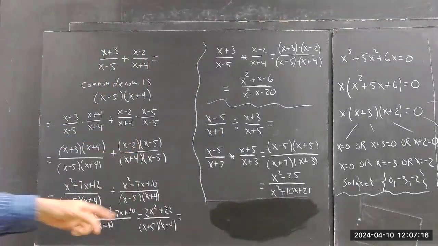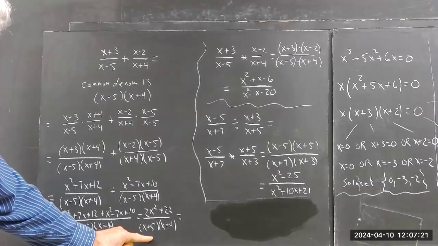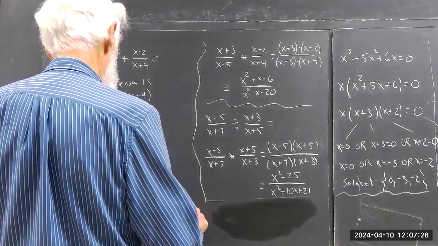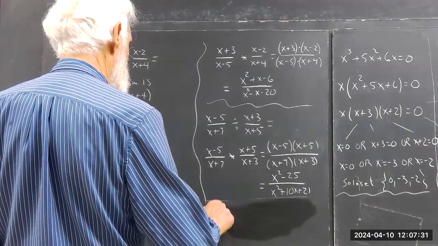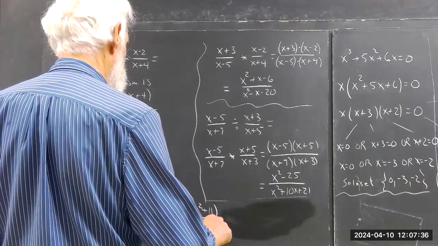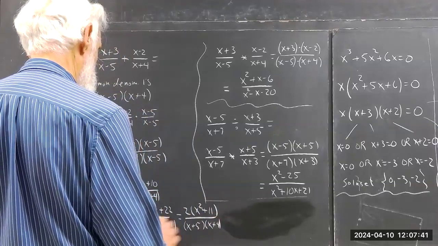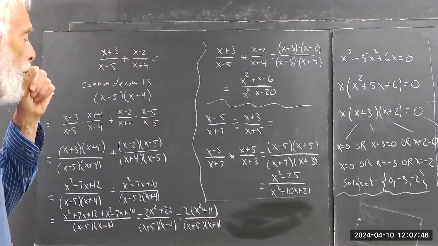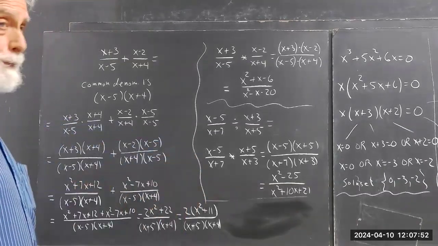Okay. Now, you want to factor the numerator to make sure it doesn't have any factors that match these factors, because if they do, they're going to divide out. And you get 2 times x squared plus 11 over x minus 5 times x plus 4, and it's x minus 5, not x plus 5. Okay, well, x squared plus 11 doesn't factor.